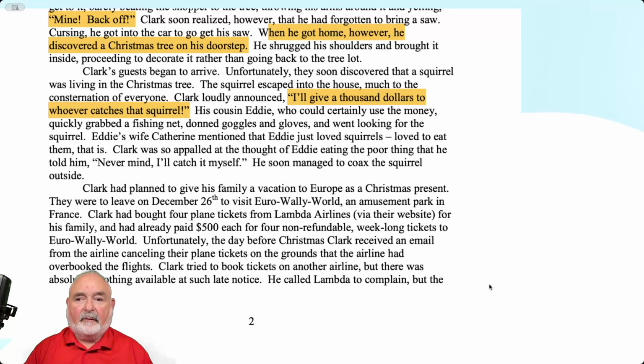So he has his guests arrive and the squirrel gets loosed and Clark says, I'll give $1,000 to whoever catches that squirrel. It's a very clear offer. $1,000, catch the squirrel. So his cousin Eddie, who could use the money, puts on goggles and gloves, gets a fishing net, and goes looking for the squirrel. And then Eddie's wife says, hey, Eddie loves to eat squirrels, and that appalls Clark. So he says, never mind, I'll catch it myself. So do we have an offer?